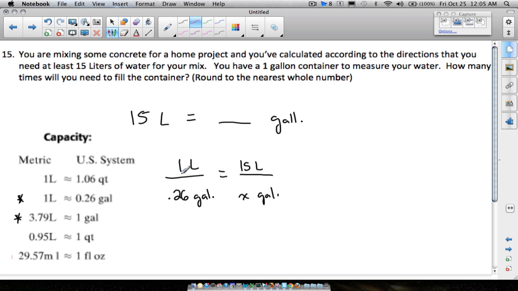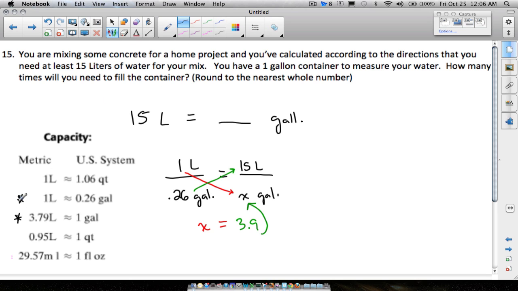Let's cross multiply. 1 times X is X. This is equal to the other cross product, 0.26 times 15. We get 3.9. So right now I'm saying 3.9 gallons of gas. Let's see how it might not be different. It depends on the rounding. The rounding can make a big difference. Sometimes it doesn't. It just depends on the problem.